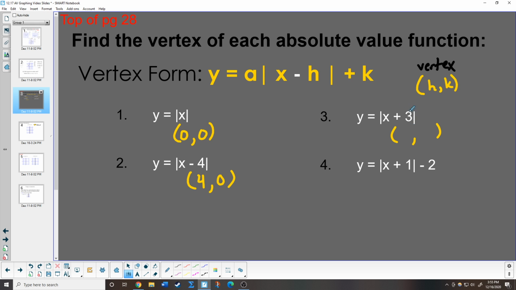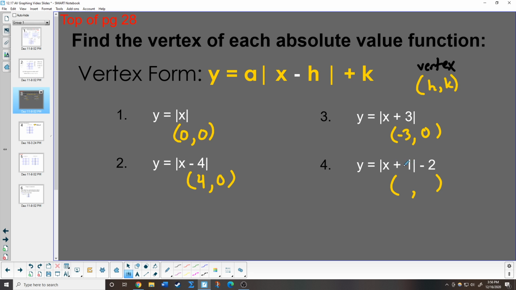All right, now we come up to this one. Well, 3 is there for h. Well, it's a positive 3. In order for that to have switched from a negative to a positive, there must have been a negative 3 plugged in. All right, and then there's still nothing out here for your k value. So that's just 0. Now let's go ahead and do this one. We have something in both slots now.